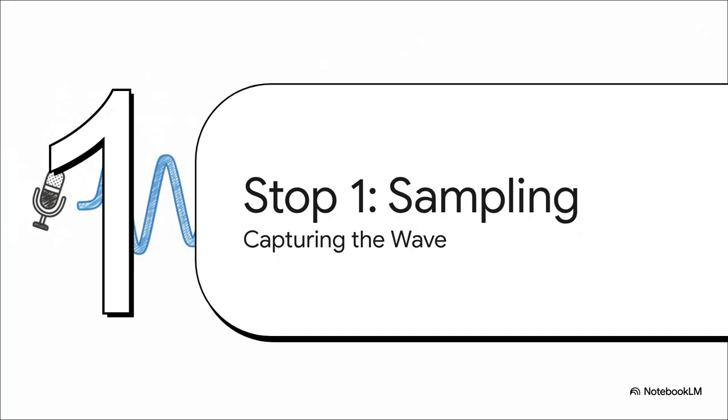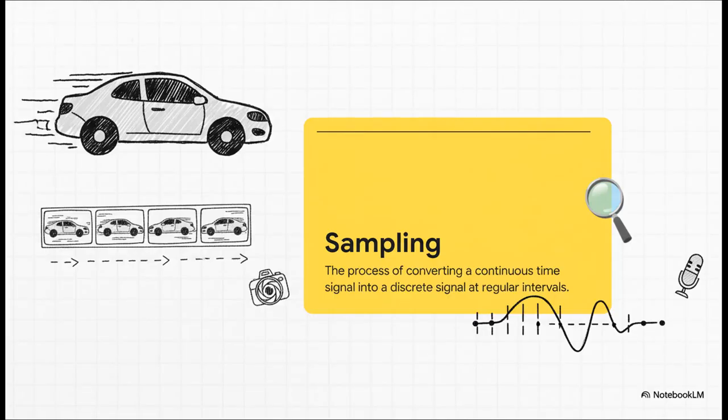All right, let's kick things off with step 1, sampling. This is where it all begins, capturing that wave. The easiest way to get this is to imagine you're trying to track a moving car. What would you do? You take a bunch of pictures, right? Super fast. Each one of those photos is a sample, and if you flip through them quickly, you can reconstruct the car's motion. Well, sampling is doing the exact same thing to a sound wave, measuring its height or amplitude at very specific, evenly spaced moments in time.